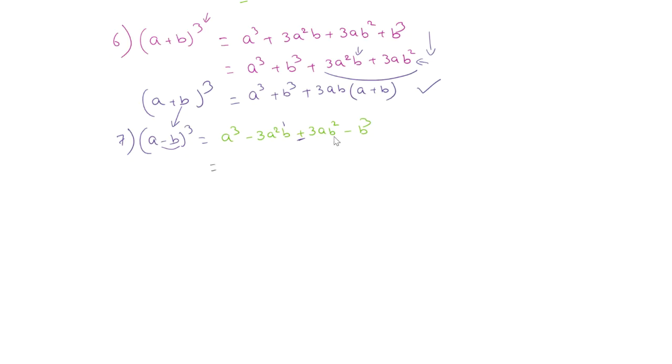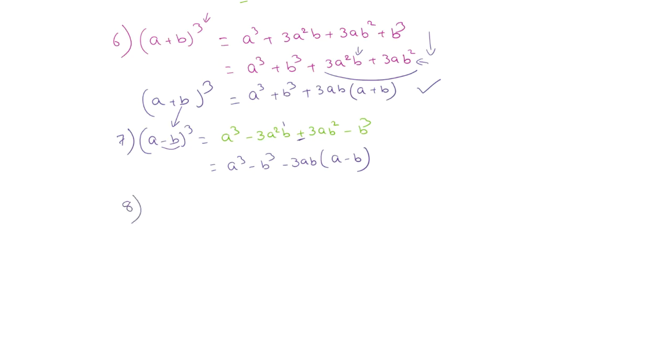In a similar fashion as above, if we simplify this, we'll get a cube minus b cube minus 3ab. If I take common, it results in a minus b. So a cube minus b cube minus 3ab into a minus b. Similarly, like above, this is one more alternate formula for a minus b whole cube.